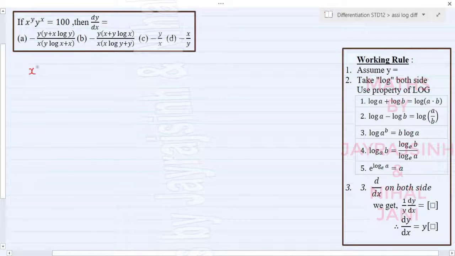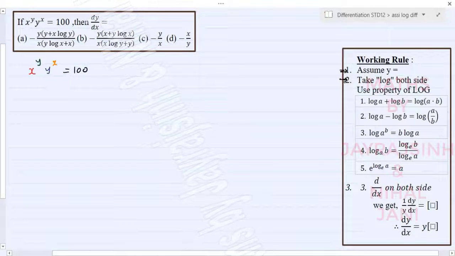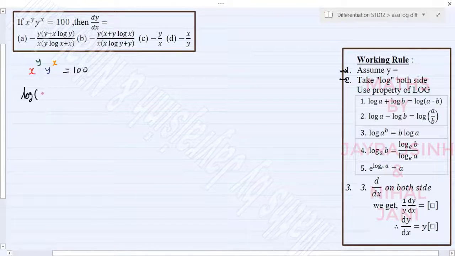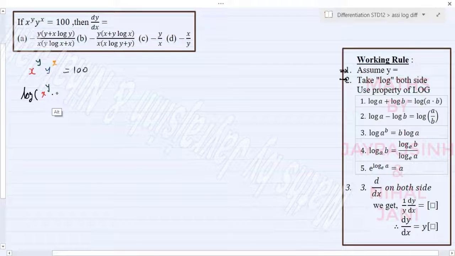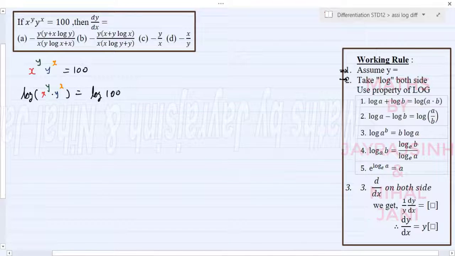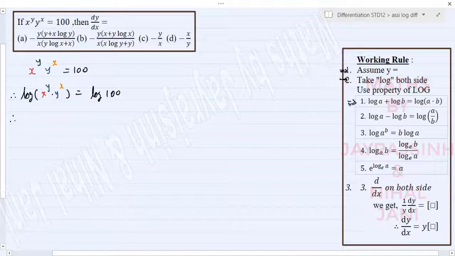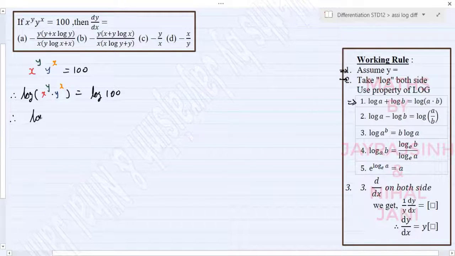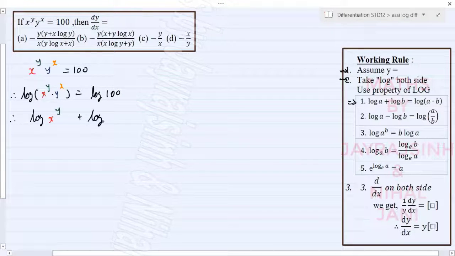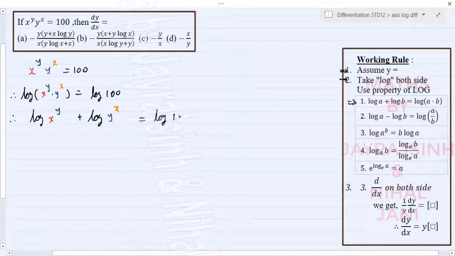Here we have x raised to y into y raised to x is equal to 100, and we have to find dy by dx. Now let's take log on both the sides. So we'll get log of x raised to y into y raised to x is equal to log 100. Now on left hand side, let's split this term using first property. We will get log x raised to y plus log of y raised to x is equal to log 100.